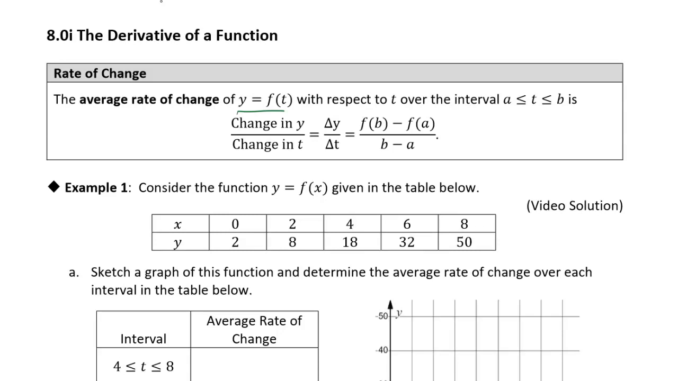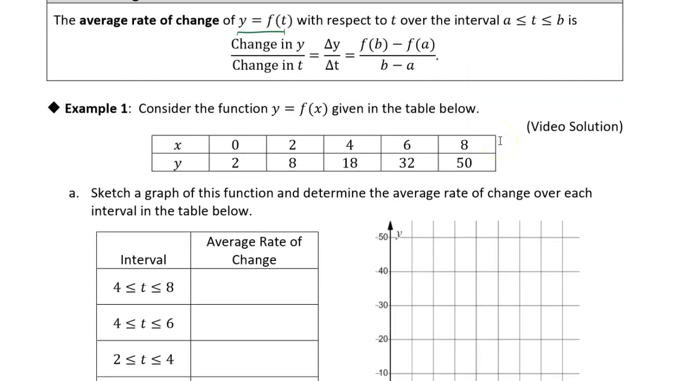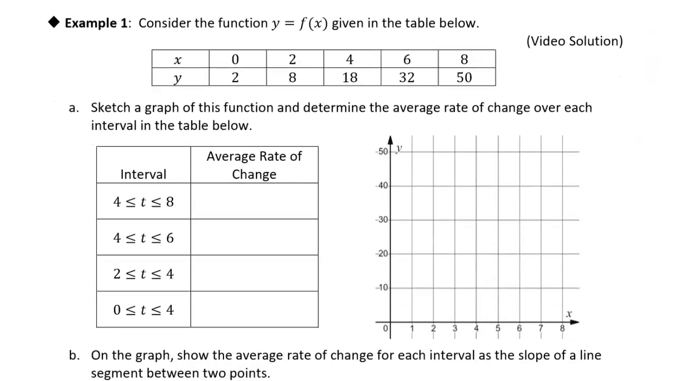All right, so let's take a look at example 1. We're given the function in tabular form. And the first thing we are asked to do is sketch a graph of this function and then determine the average rate of change over the given intervals. So to sketch a graph, we're just going to plot these points. So we have x, y pairs, right? So when x is 0, y is 2. Now my scale is, I have to find out where 2 is.